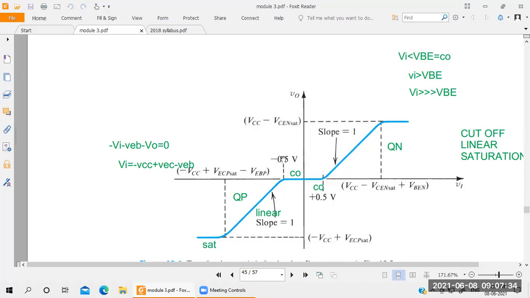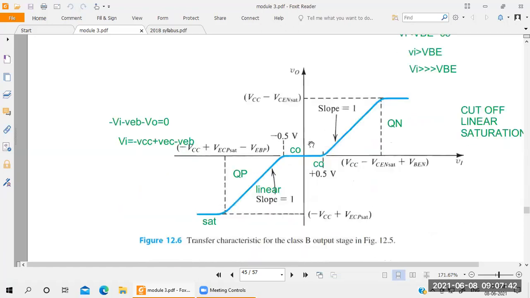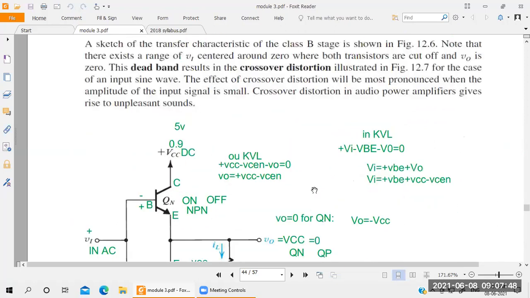In the exam, you have to write the circuit diagram plus the transfer characteristics. Then you have to write the equations by applying the KVL. What is the output voltage equation for the NPN transistor, then the PNP transistor? That you have to mention. Understood?